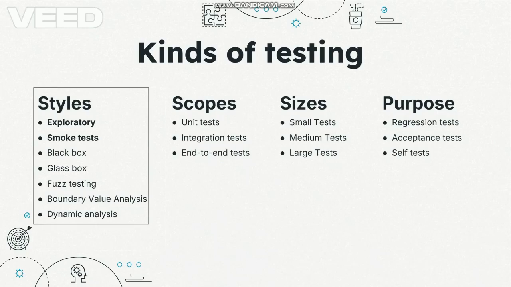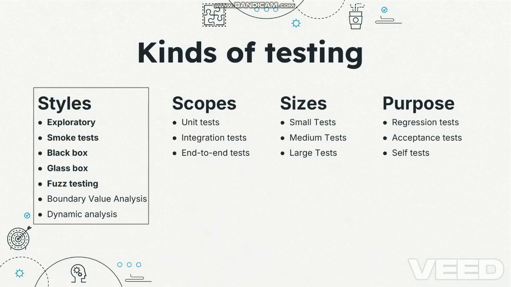After that, black box testing. In black box testing, we test the program's features without looking at the code, just like testing a car's controls without checking the engine. After that, glass box testing, which is also known as white box testing, involves looking into the code and testing it from the inside out, like a mechanic inspecting the engine and its parts for issues. After that, fuzz testing feeds random data into the system to find unexpected errors, like pressing random keys on a keyboard to see if anything breaks.